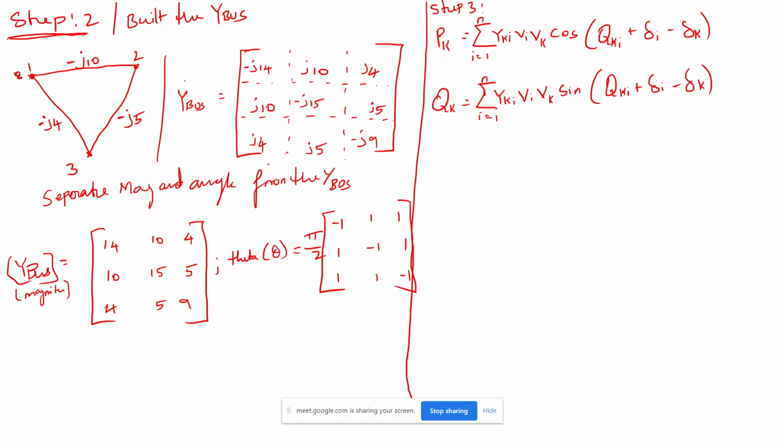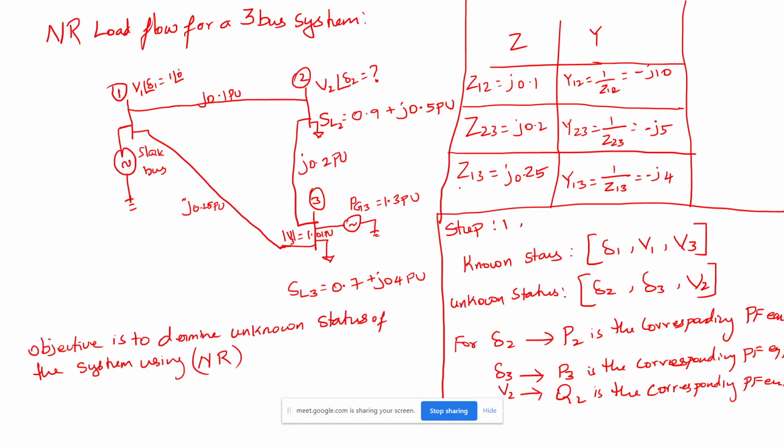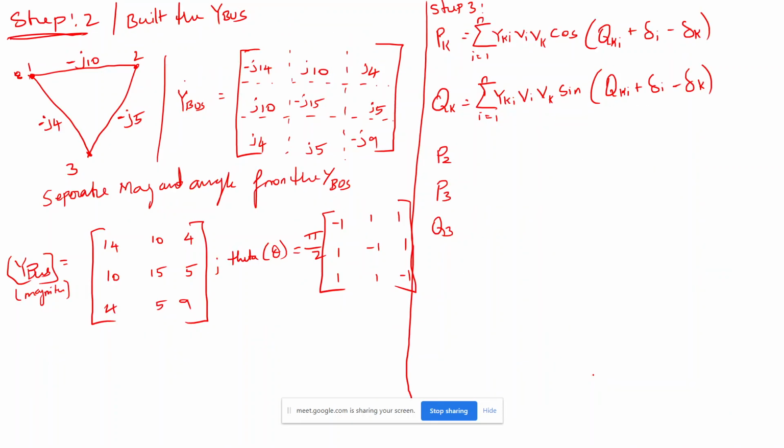But if you see, I don't want all of them, I need the values for P2 and then P3 and then Q2. These are all the needed ones. Just verify this. Yes, I need P2, I need P3, and I need Q2. So if I write this equation as a function, I will call this Fp2, Fp3, and Fq3. So these three are the functions I am going to deal with.